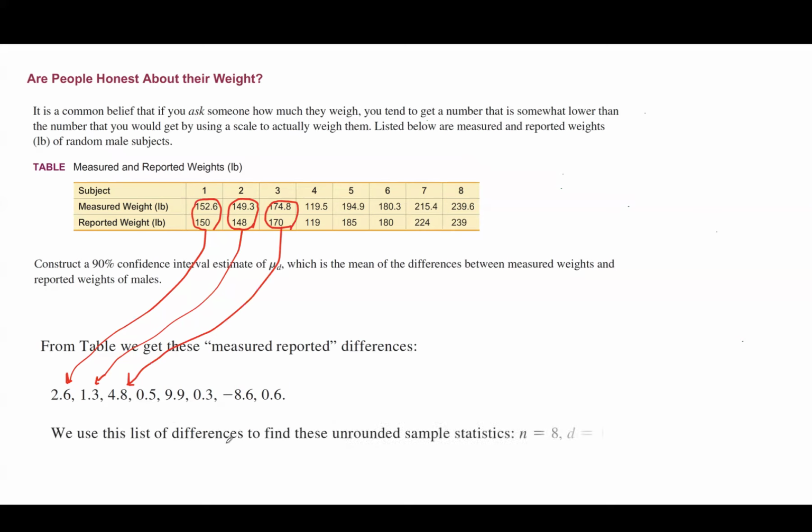You're going to use this list to find the sample statistics. First of all, you have 1, 2, 3, 4, 5, 6, 7, and 8 values as the number of subjects. d bar is 1.425 and S sub d is equal to 5.1816. So let us do the calculation. To manually find the confidence interval, we use these sample statistics.